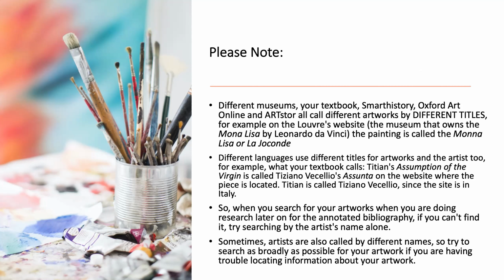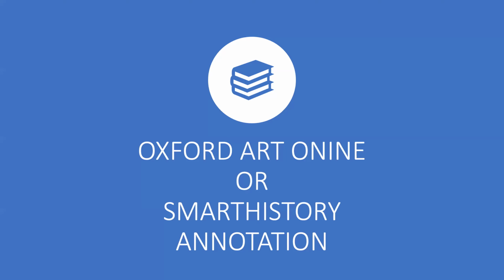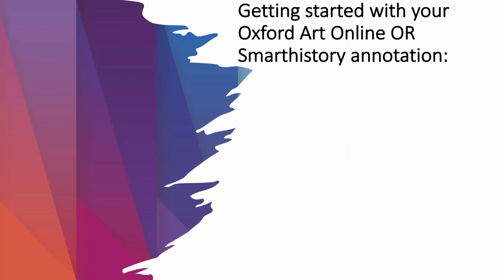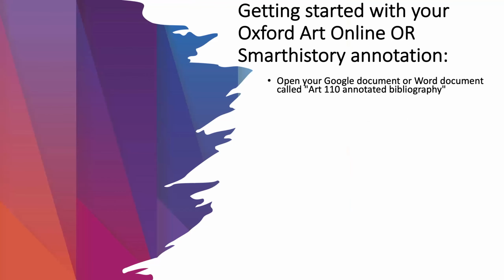Sometimes artists are also called by different names, so try to search as broadly as possible for your artwork if you're having trouble locating information about it. All right, so let's start with the Oxford Art Online or your Smart History annotation. In part 1, you're going to find and annotate a source from either Oxford Art Online or Smart History about your artwork and artist. And you're going to open your Google Doc.